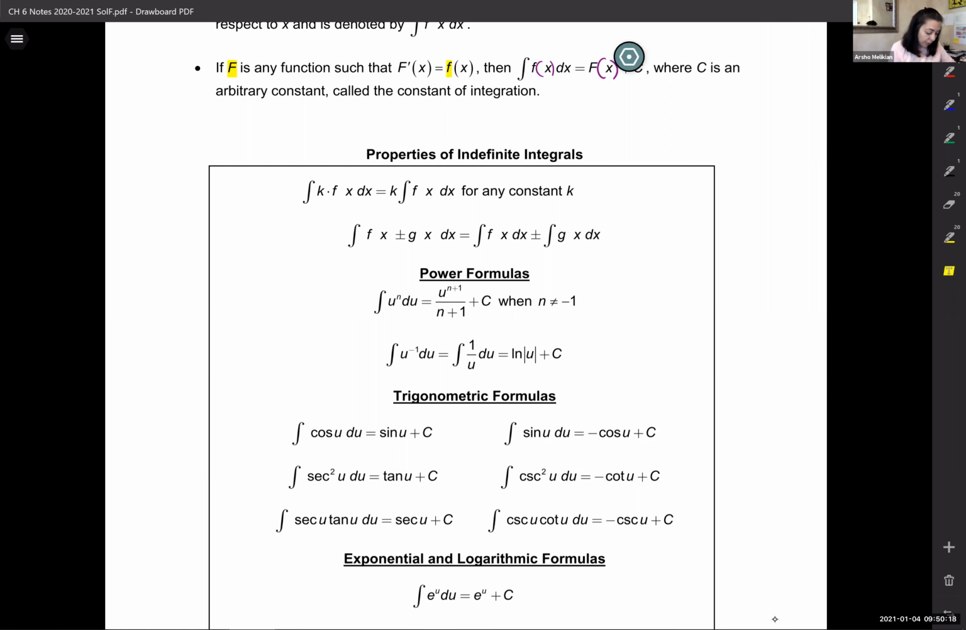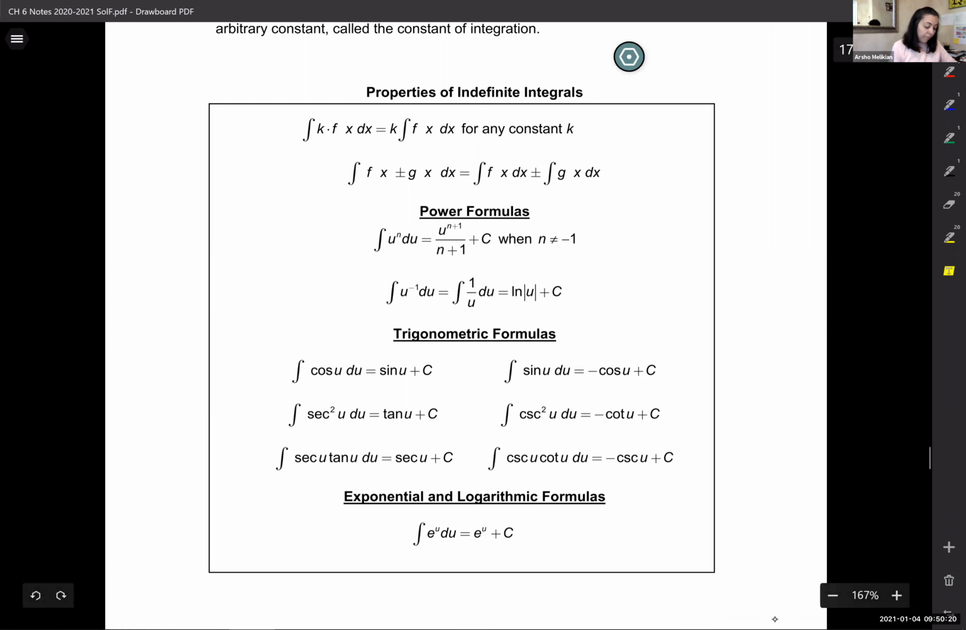We've done the first two already. Okay, let's go to the power formulas. How do we do this?